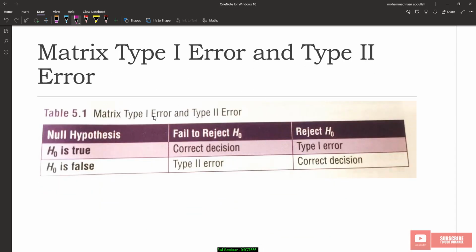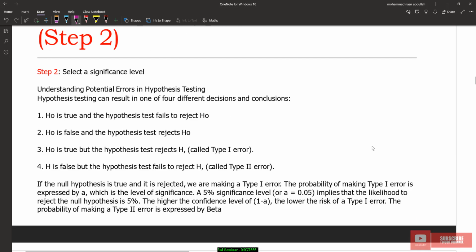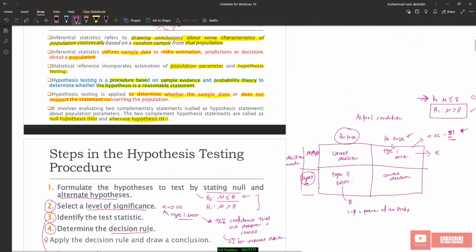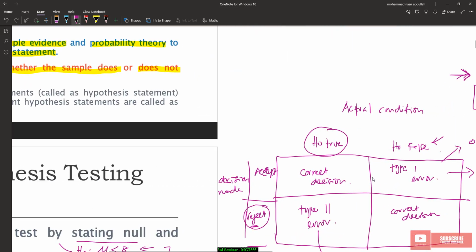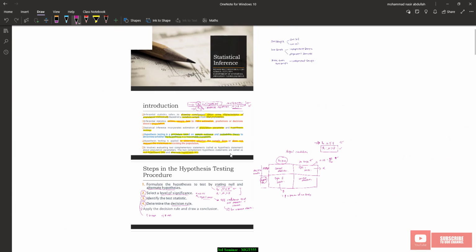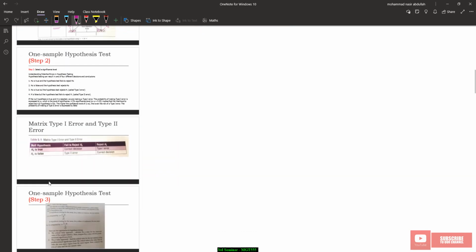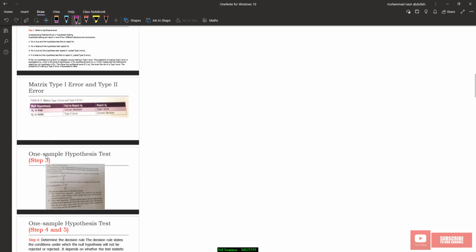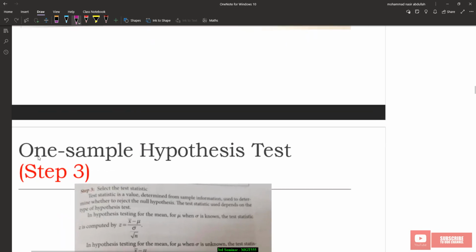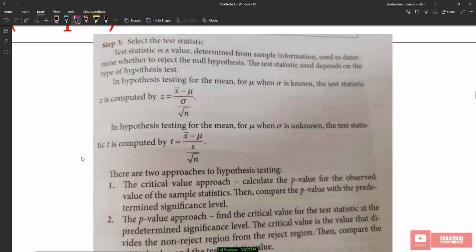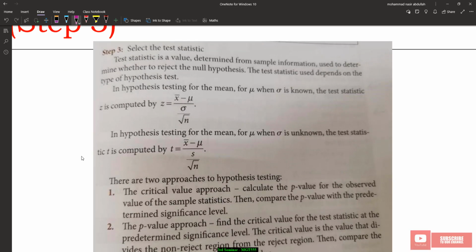So, now, this is what I said before lah. If the null hypothesis is false, we fail to reject null hypothesis is type 2 error. Right, ini benda yang sama lah yang tadi I terangkan dekat sini, right? Benda yang sama di dalam page number 81, right? Okay. Now, this is step number 3, page number 81, right?